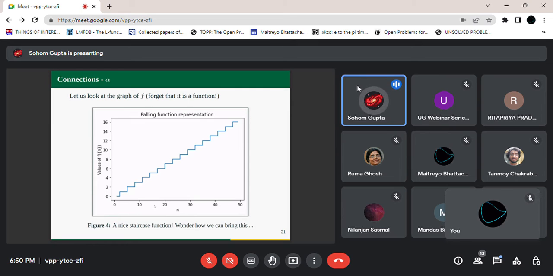So first, let us forget that it's a function and there's this plot f. As we get values of n, it increases. We just plot the values of f of n.